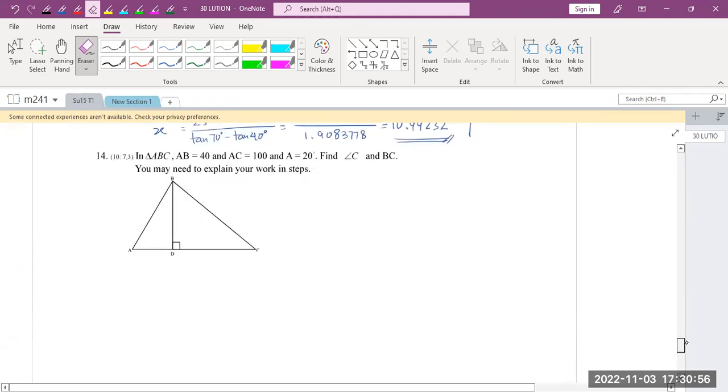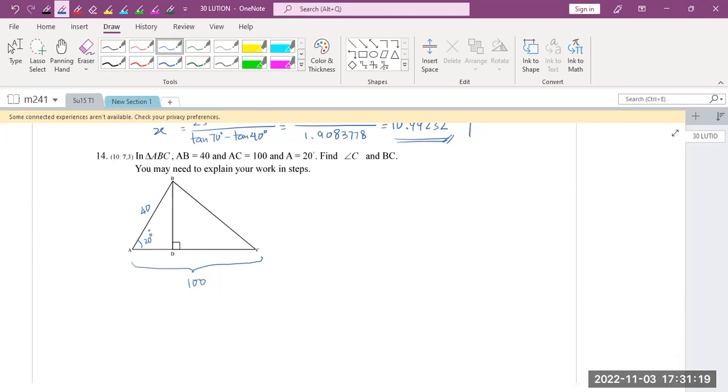Number 14. In triangle ABC, AB is 40, so this is 40. AC is 100. Angle A is 20 degrees. Find angle C and find the length of BC. Oh, shoot.